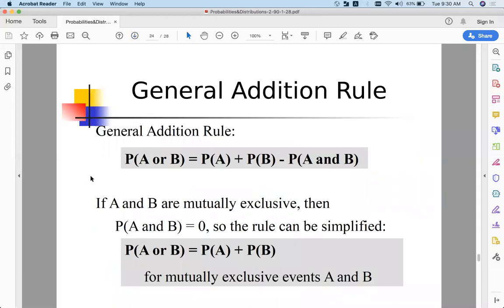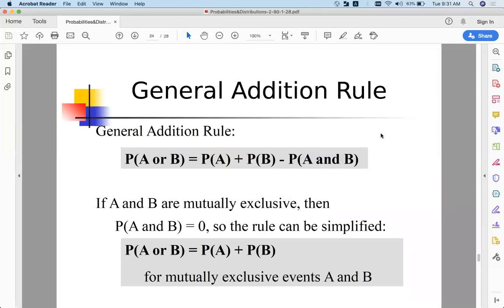So there are some general addition rules. The addition rule is basically, probability of A or B is given as, so this is a formula: probability of A plus probability of B minus probability of A and B. Now you can think of this in terms of Venn diagrams.